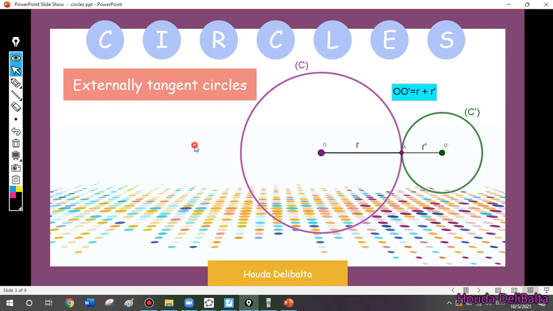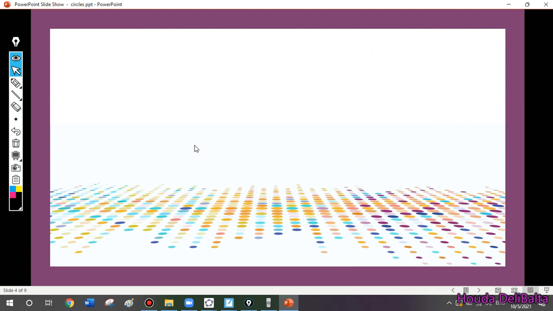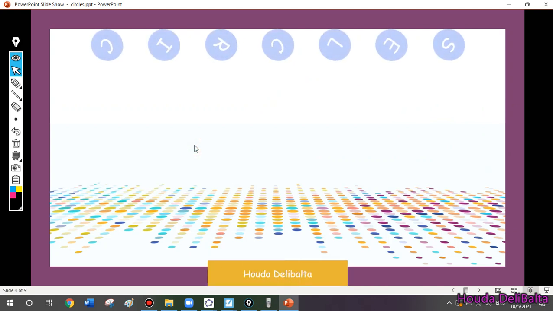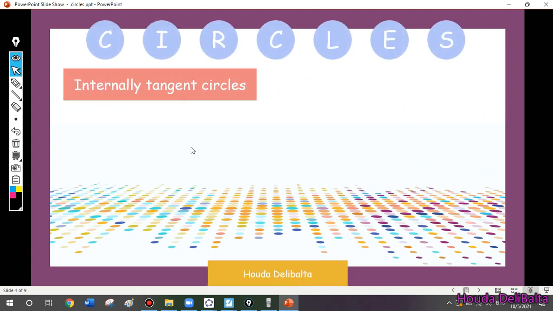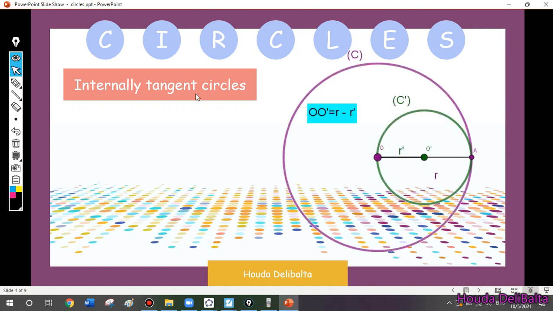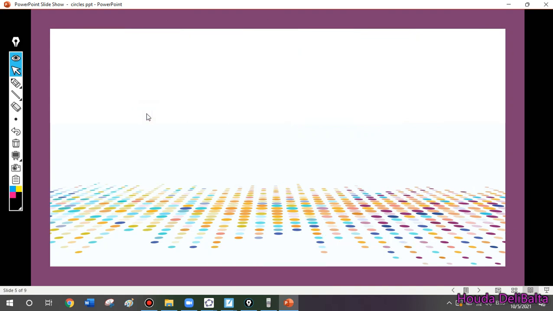Also, let's remember the internally tangent circles. Now, about the internally tangent circles, here is a figure. As you see here, the distance between the centers OO prime is exactly equal to the difference of the radii. Of course, as I told you, we put the larger radius minus the smaller radius.